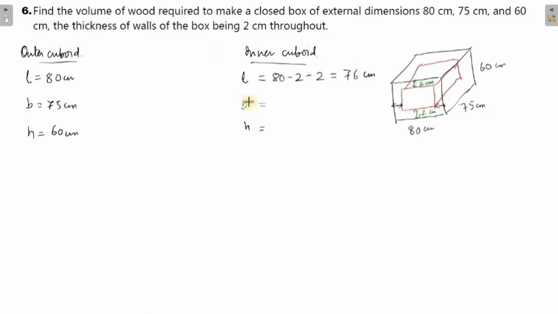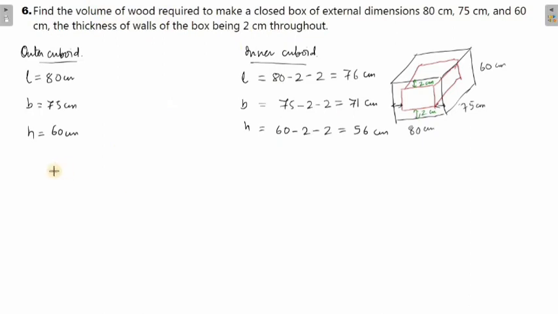Similarly breadth will also be the same. Originally your breadth is given to be 75, but here also you need to subtract 2 centimeter and 2 centimeter. There are two walls, so that's why you need to subtract 2 times. When you subtract, you get 71 centimeter, and similarly height is going to be 60 minus 2 minus 2, which is going to be 56 centimeter.